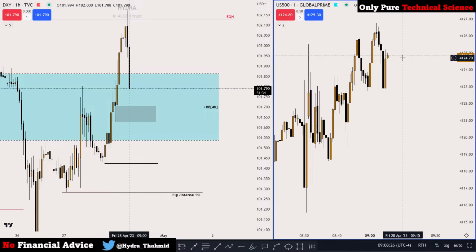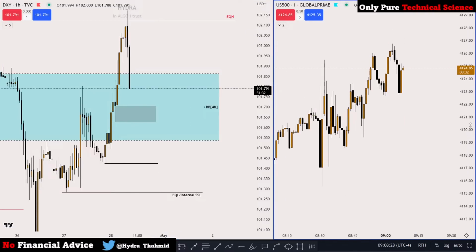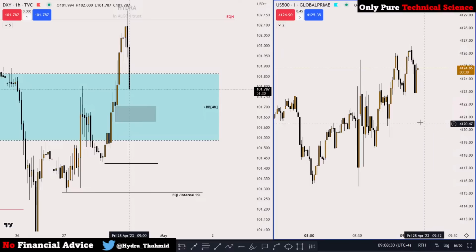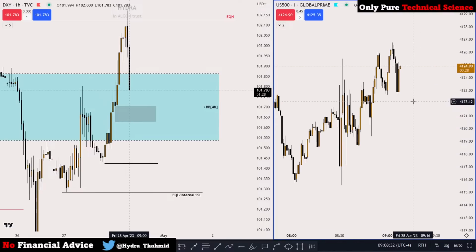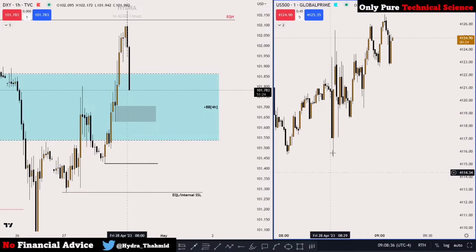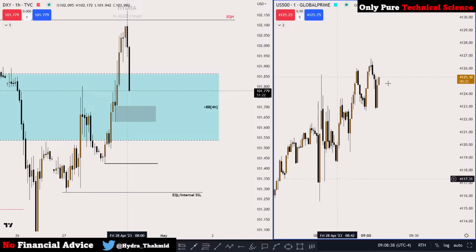Let's look at US500. Oh my god. Look at US500. I really don't want to talk about indices. Like, look at this. For the last couple of weeks, you guys saw it. Look at this move here. It's just following a trend line, right?